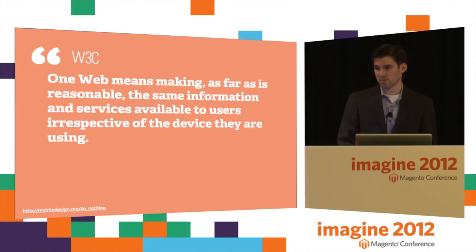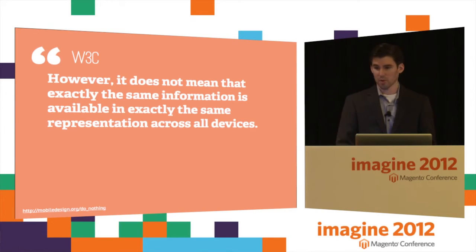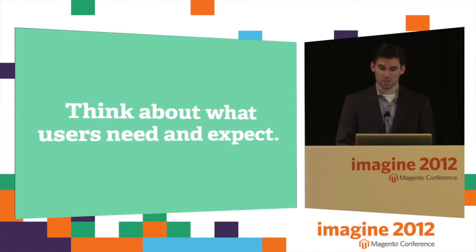One web means, as far as is reasonable, you have the same information and services available to users irrespective of the device they're using. However, it does not mean that exactly the same information is available in exactly the same representation across those devices. Think about what users need and expect.